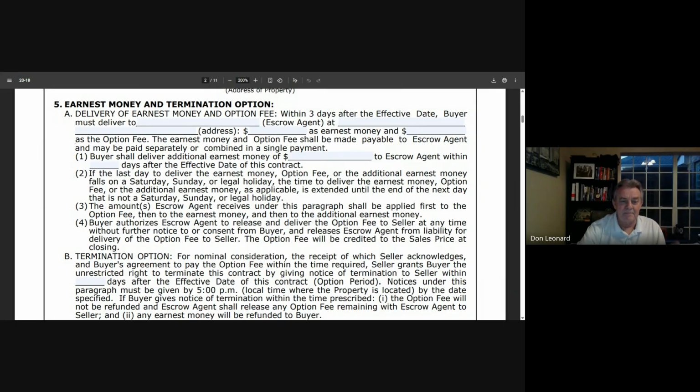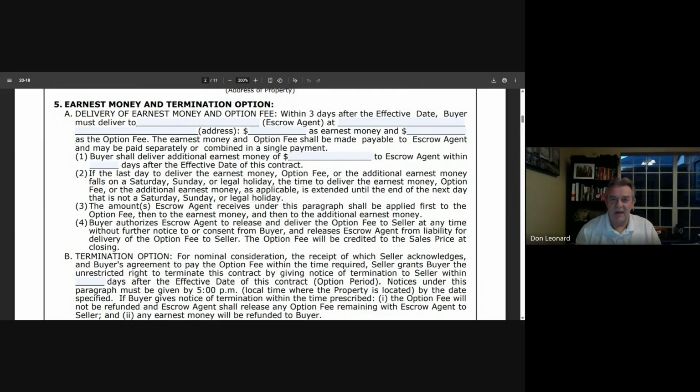Third part, the amount that the escrow agent, the title company, receives under this paragraph is going to be applied first to the option fee, then to the earnest money, and then the rest would go to the additional earnest money if there is any. And there is a very specific reason why they credit the money that way. What they wouldn't want to happen is have a contract where there's enough money to cover the earnest money, but not enough money to cover the option fee.